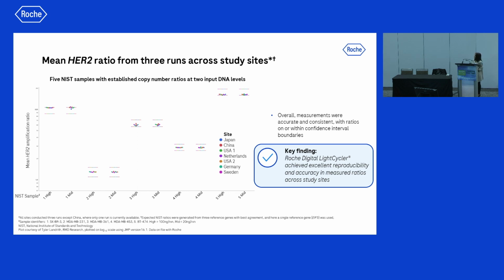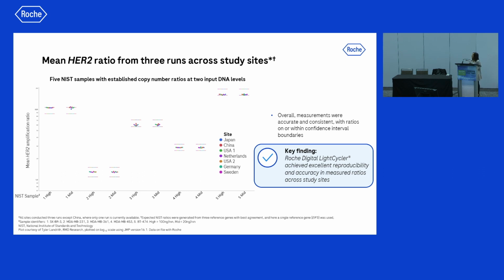And I think what you can appreciate here is that across all 7 sites, color-coded here in this legend for you to see, the measurements were accurate and consistent across all sites, and also the ratios were within the confidence intervals, as you can see, across all 5 sample types in both inputs.